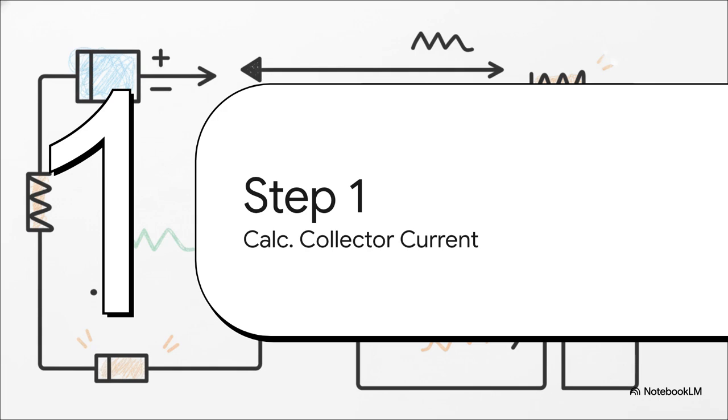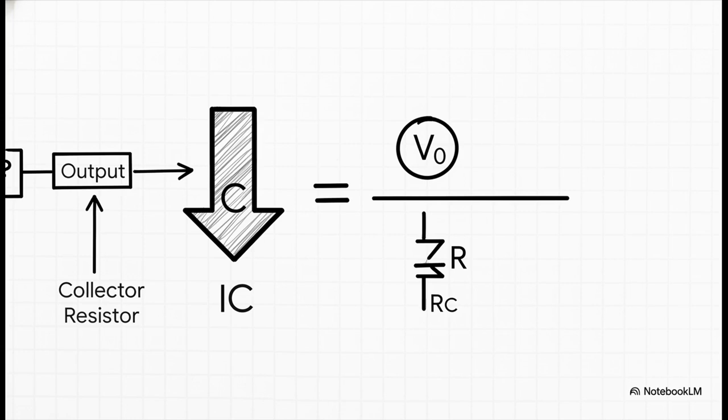Let's start our investigation. We're going to begin on the output side of the circuit and find our first unknown, the collector current, which we call IC. So how do we find that current? We go right back to Ohm's law. If V equals I times R, then the current, I, must be V divided by R. For our circuit, that means the collector current, IC, is just the output voltage divided by the collector resistance.